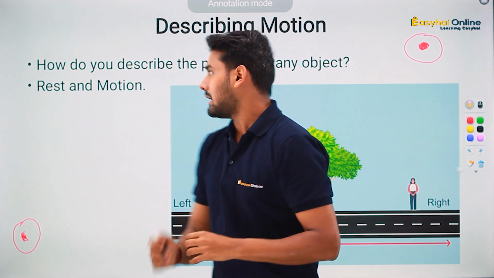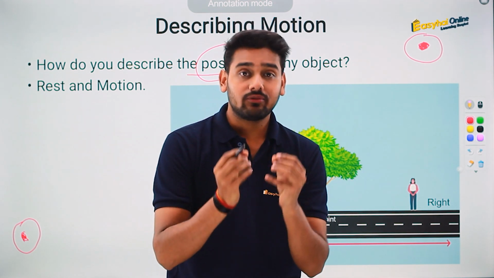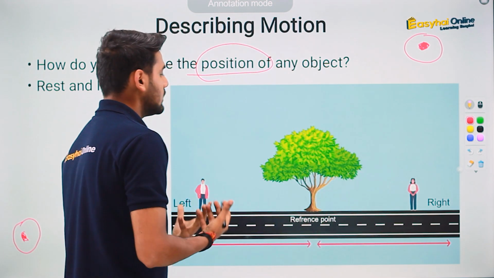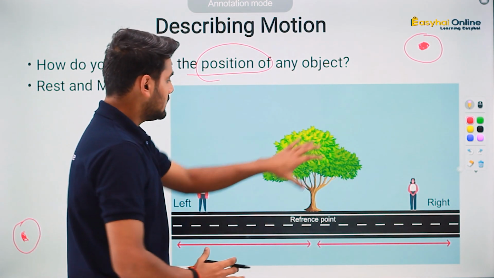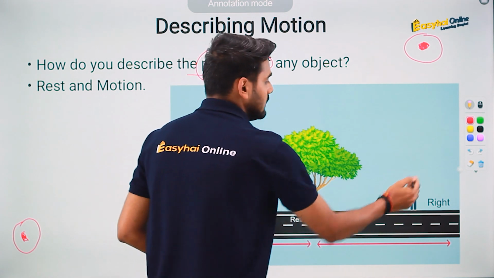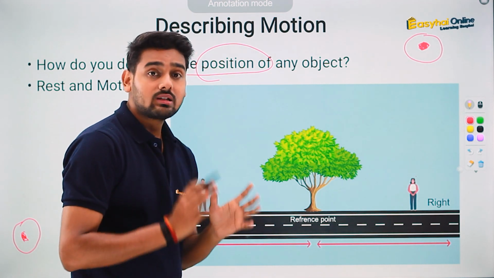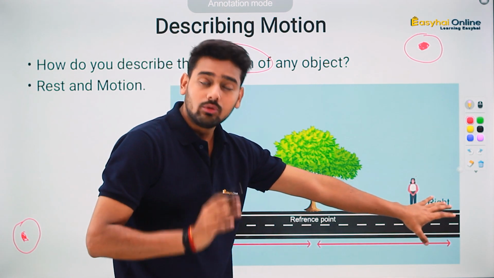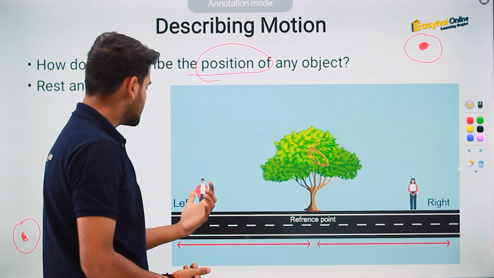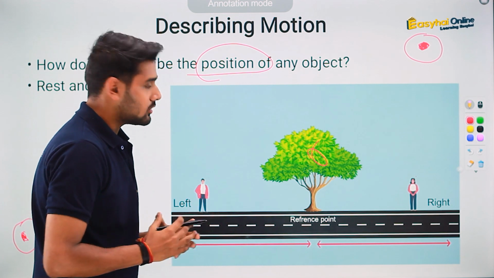This means to describe the position of any object in this world, we need the reference point, or basically something called the origin. Your origin can be called the reference point. For example, in this case, this tree can be my reference point, and according to the tree, I can say that this girl is standing on the right hand side of the tree. So in a way, I have described the position of this girl, but to do that, I needed a reference point and I used the tree. Similarly, for the boy as well, I can simply say that he is standing on the left hand side of the tree.